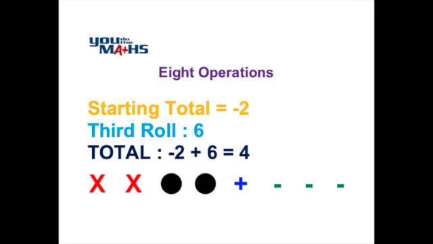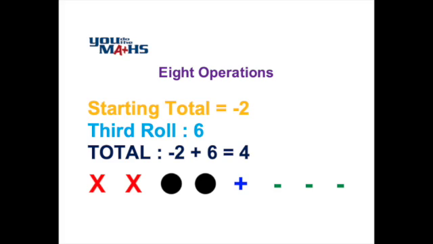So the next roll is 6. Keeping in mind we're trying to maximize our score at the end, we want to try and build our score up. So we choose the addition operation, and we end up with a running total now of -2 plus 6 equals 4. So 4 is our new running total, and we've cancelled out another of the addition operations.